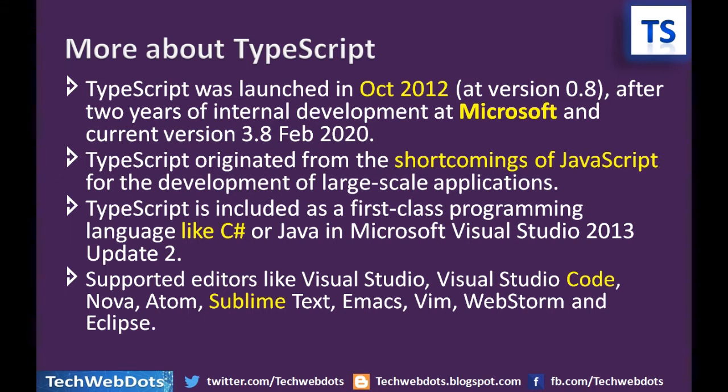Okay, TypeScript originated from the shortcomings of JavaScript for the development of large scale applications. What are the shortcomings? Like the unknown type of the value that we can declare in JavaScript. There are so many things that are decided at runtime, not at compile time. That is the biggest disadvantage of JavaScript if we compare it with TypeScript.